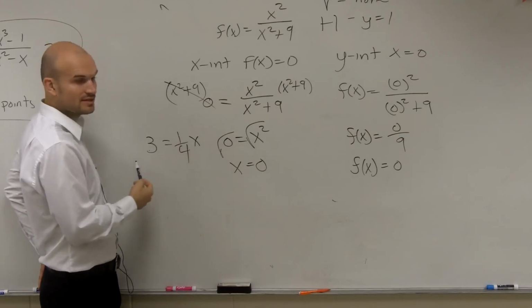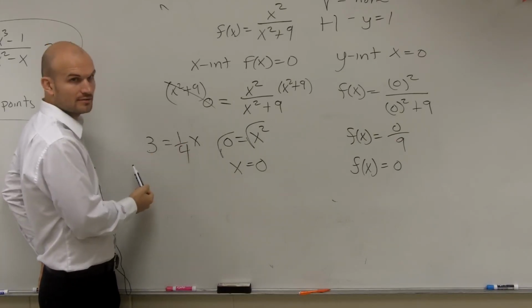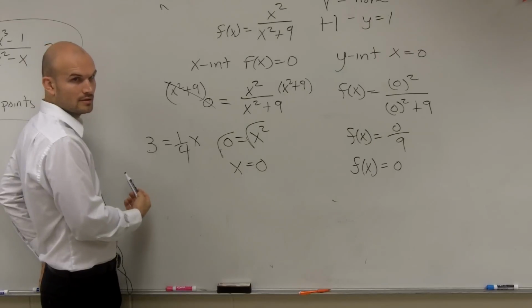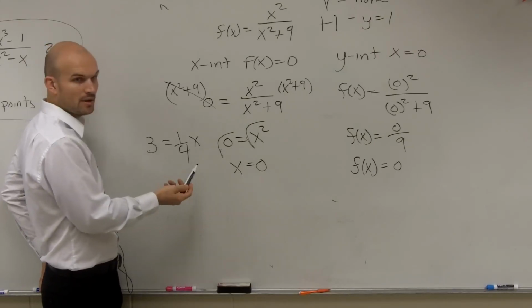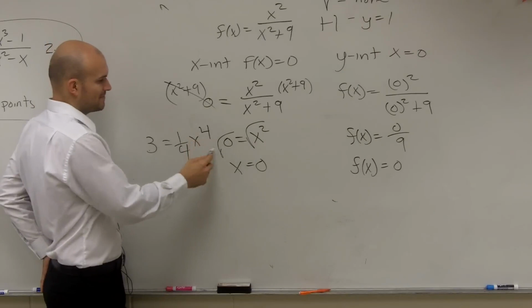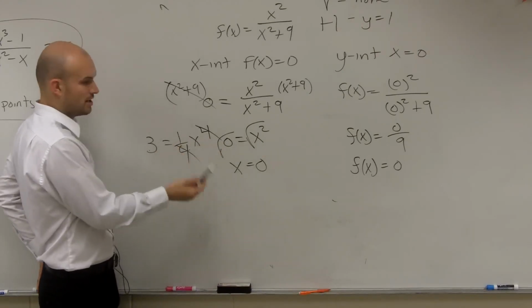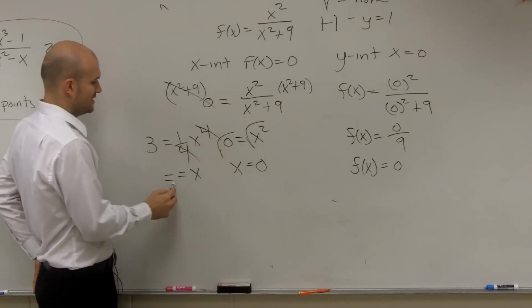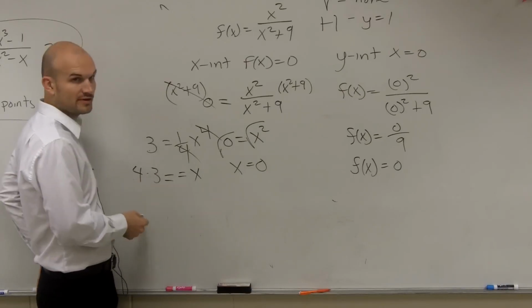If I said, listen, if I have 3 equals 1/4 x, right? How do I get rid of the 1/4? You multiply by what? 4. Because what happens? The 4 divided by 4 gives you 1. And you're just left with x equals 4 times 3, right?